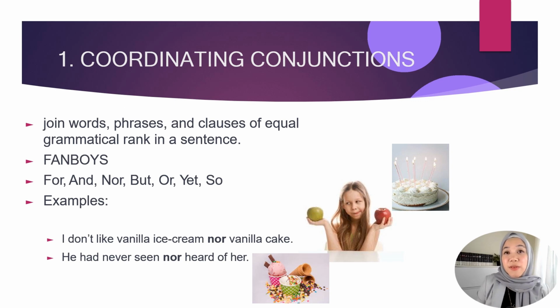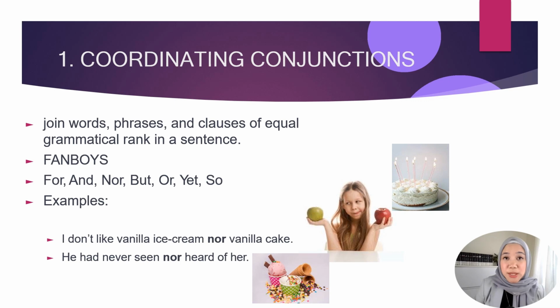So let's start with the first one, coordinating conjunction. Basically we use this type of conjunction to join words, phrases, and clauses of equal grammatical rank in a sentence. Okay, equal means sama. So if the grammatical rank of these two clauses or phrases are equal, sama rata, then we can use the coordinating conjunction. So fanboys are the acronym for the coordinating conjunctions.